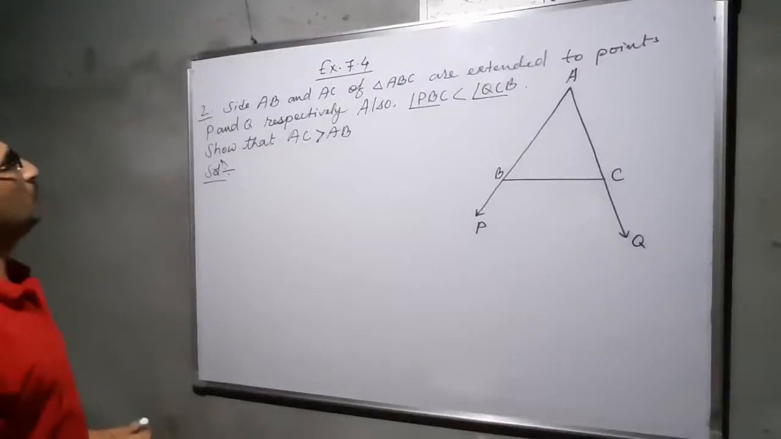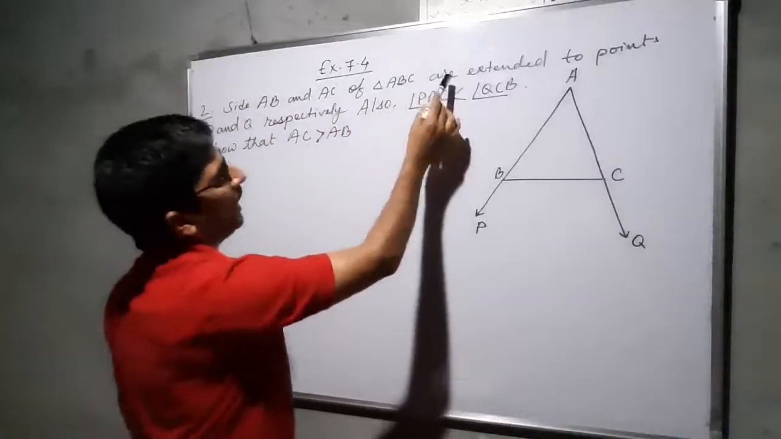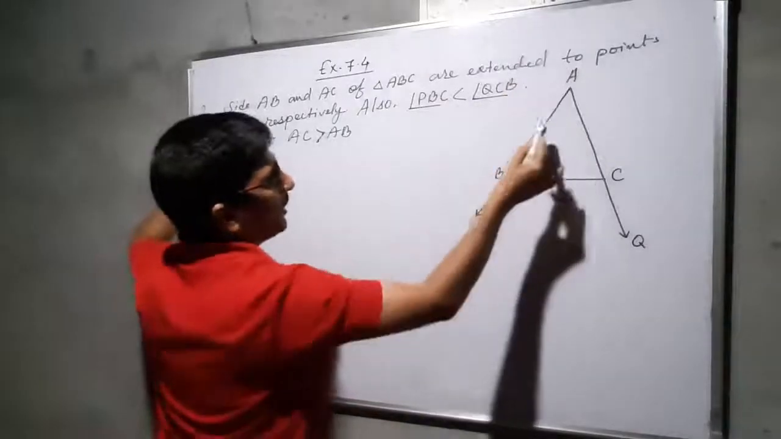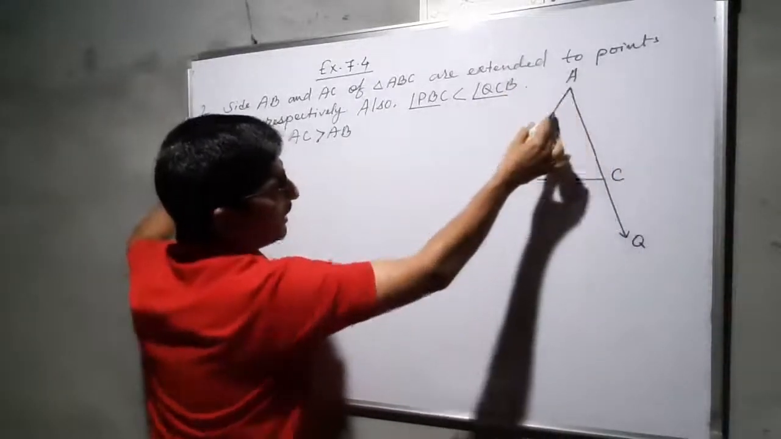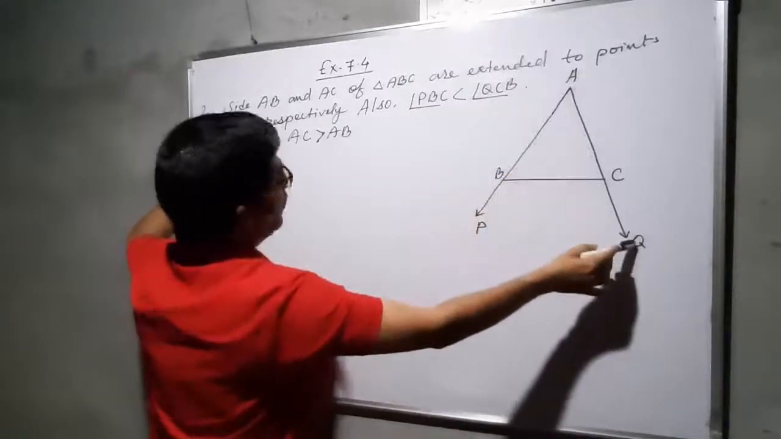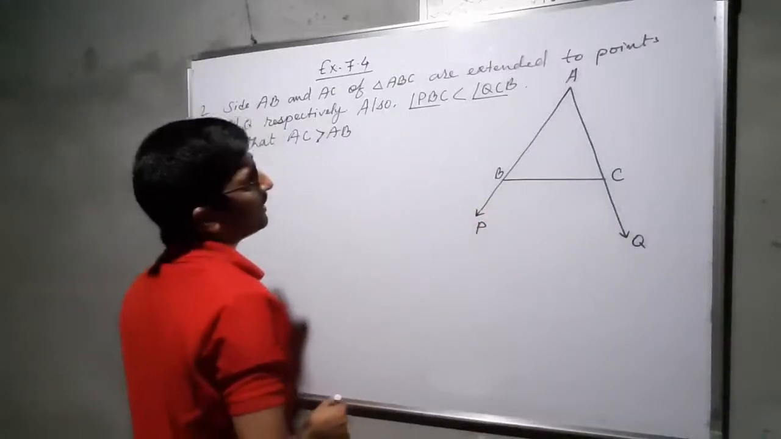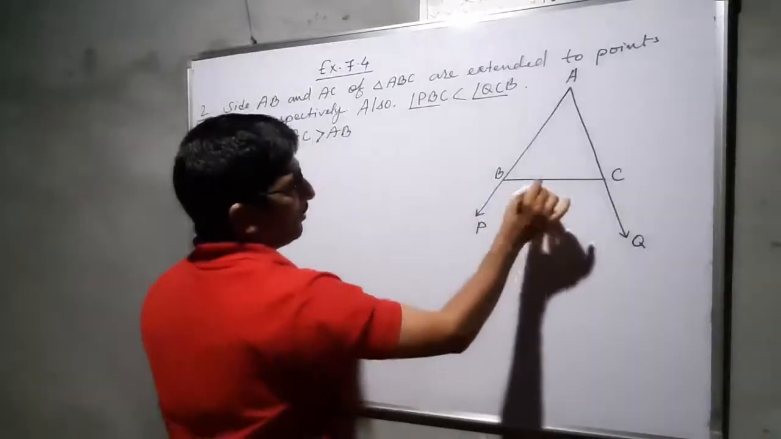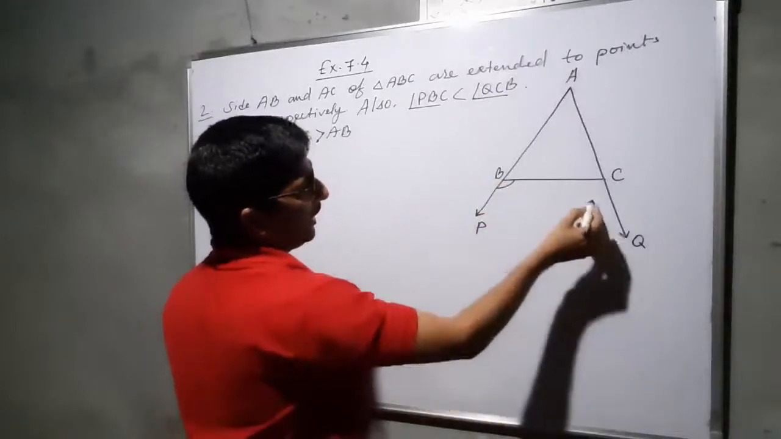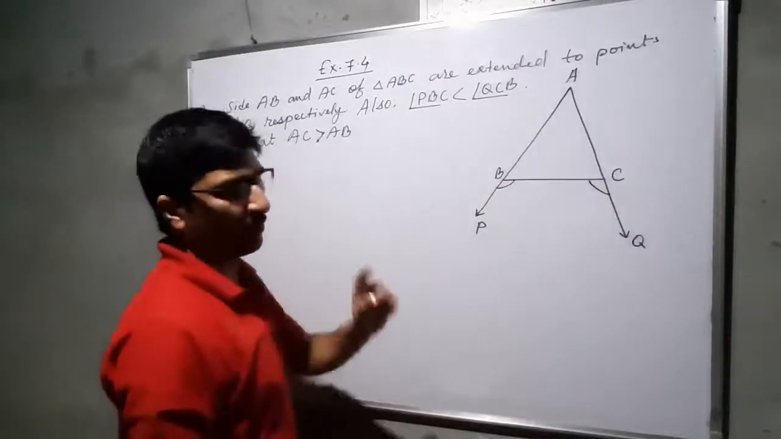So question number 2 is: sides AB and AC of triangle ABC are extended to points P and Q. That means AB is extended to P and AC is extended to Q respectively. Also, angle PBC is less than angle QCB. Angle PBC is this angle, and this PBC is less than angle QCB.